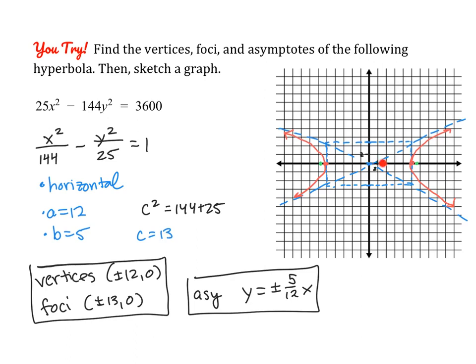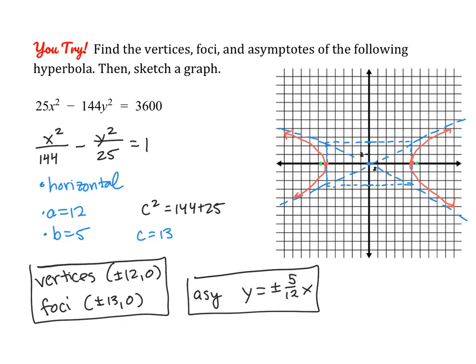So remember, the distance from the center to each of your vertices is your A value. So I went 12 to the right and 12 to the left. It's kind of hard to see, but notice here I rescaled my graph, so I'm counting by 2s. And then for your foci, they're always along that same axis, so I'm going to go 13 units to the right and 13 units to the left to find my foci. So here's the coordinates of my vertices and foci.